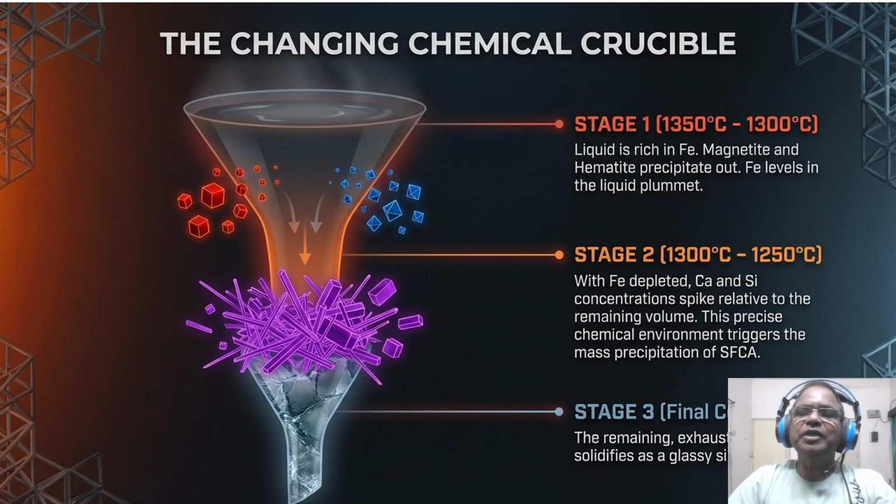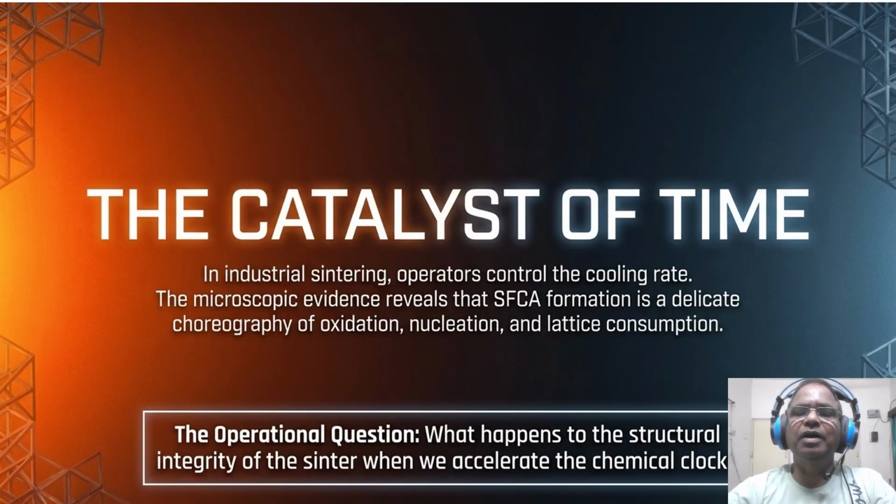And coming to the catalyst of time, in industrial sintering, the cooling rate is the primary operational lever. As all of us sinter plant people, or blast furnace people, know, the microscopic evidence confirms that SFCA formation is a delicate choreography of oxidation and lattice consumption. So we must ask, how does accelerating this chemical clock through rapid cooling impact the final structural integrity?